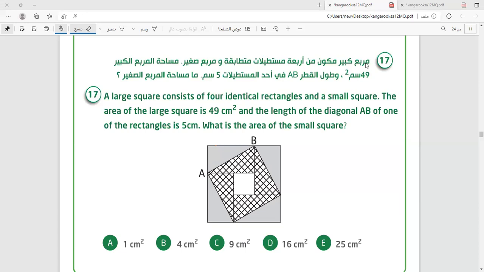So 15 minus 49 equals 1 centimeter square. So let's check if there's any choice which is 1 centimeter square. Yes, there's a choice with 1 centimeter square, so it's the final answer. So option A is correct.